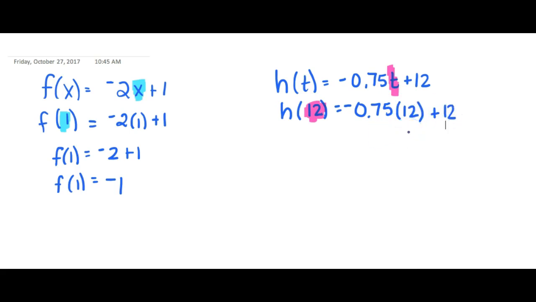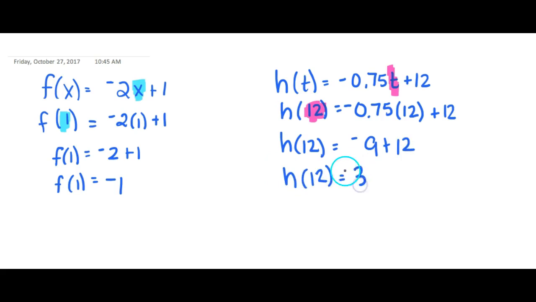And remember, you have to do that multiplication first. I know a lot of you forget to do that first. Okay, so then when we have this, we end up with h of 12 equals negative 9 plus 12. And so h of 12 would equal 3. So that just means that when we put 12 in, we get 3 out. It's just a different name. It's the same thing. Remember how we talked about it can be F, G, H, I, J, K, going through the alphabet.